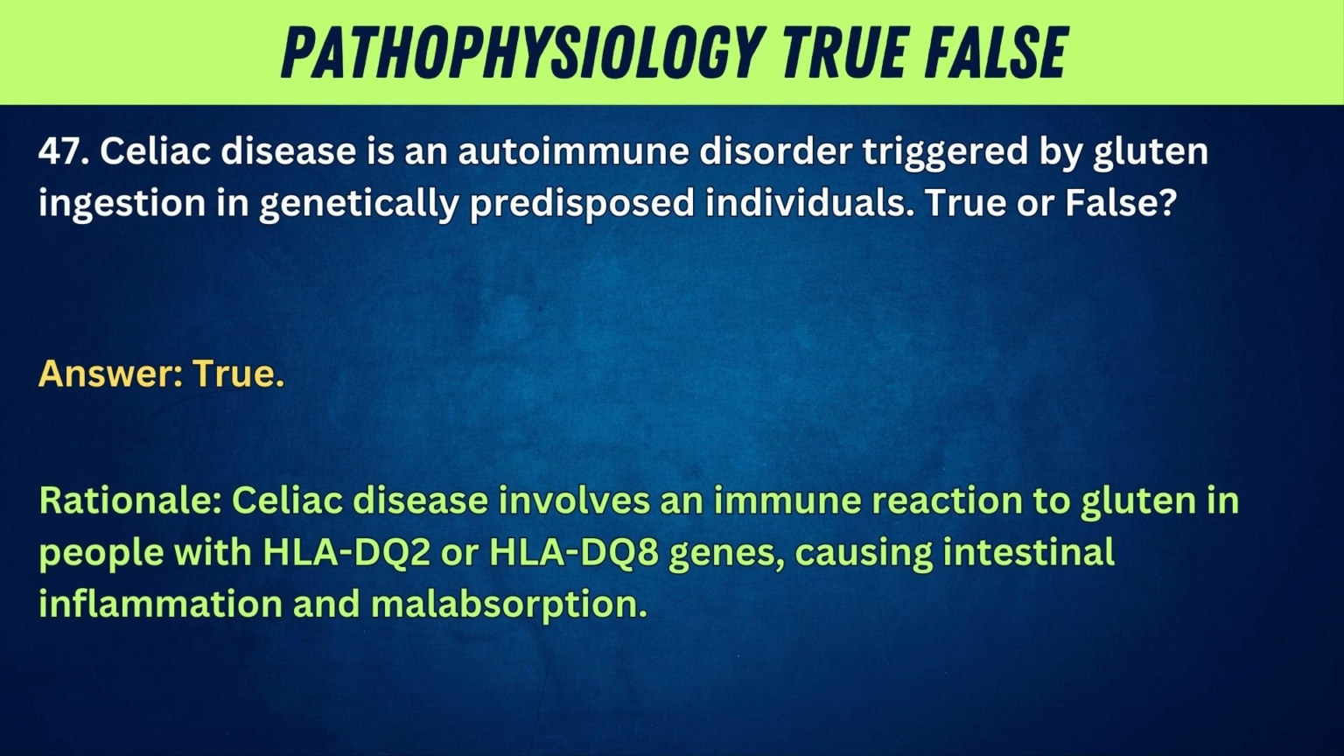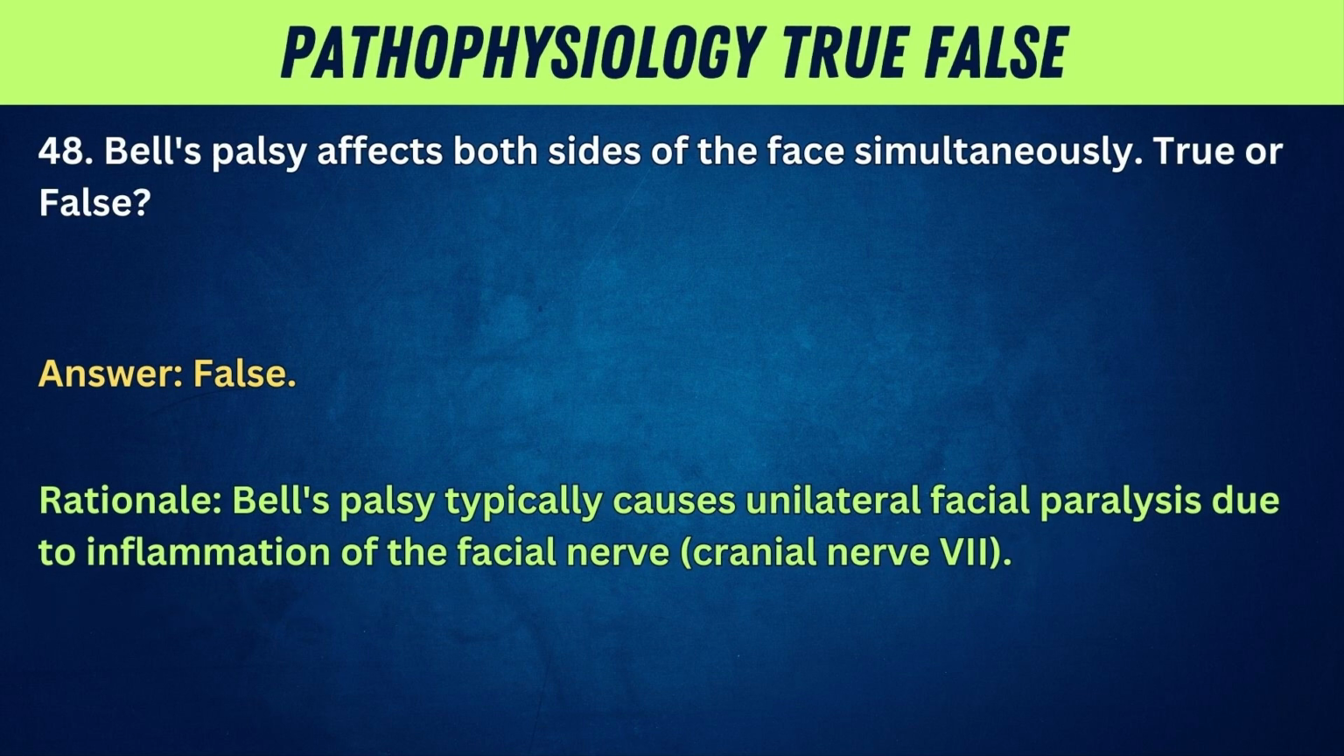47. Celiac disease is an autoimmune disorder triggered by gluten ingestion in genetically predisposed individuals. True or false? Answer: true. Rationale: celiac disease involves an immune reaction to gluten in people with HLA-DQ2 or HLA-DQ8 genes, causing intestinal inflammation and malabsorption. 48. Bell's palsy affects both sides of the face simultaneously.